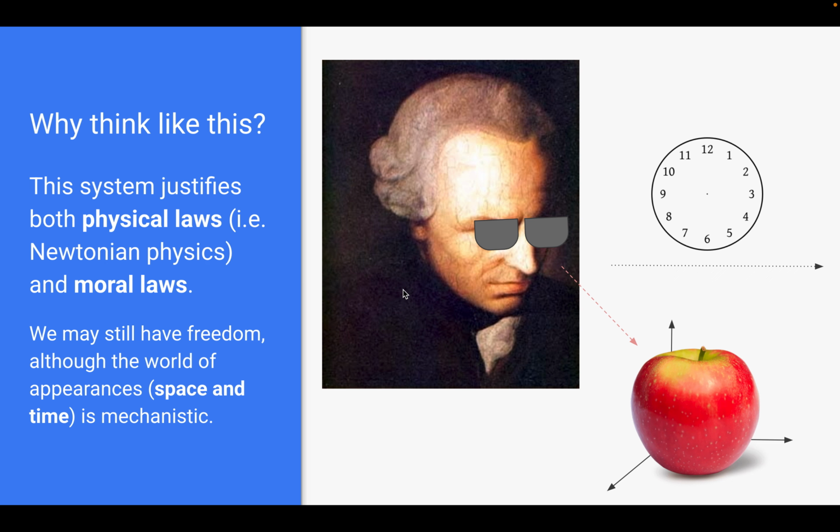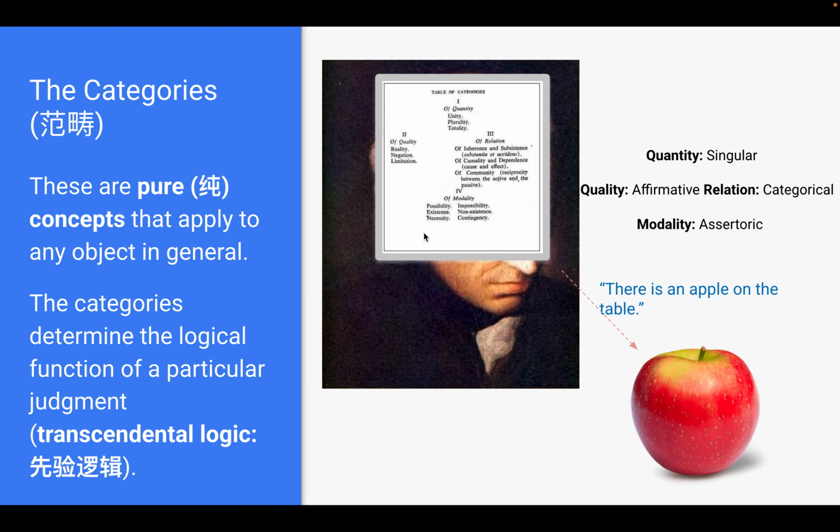Now that we get that space and time is in the realm of appearances, we have another layer of this filter, or of this subjective filter, that's a bit more complicated, but also really important. It's more important to Husserl, so that's why we're going to talk about it. These are called the categories.